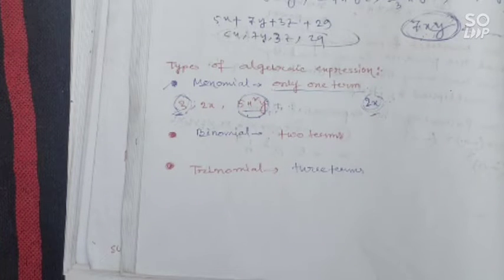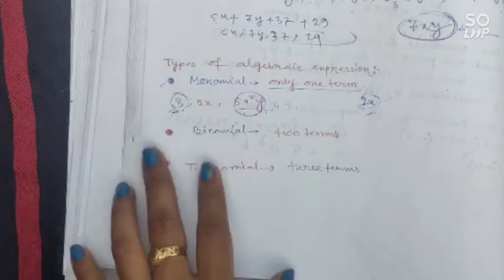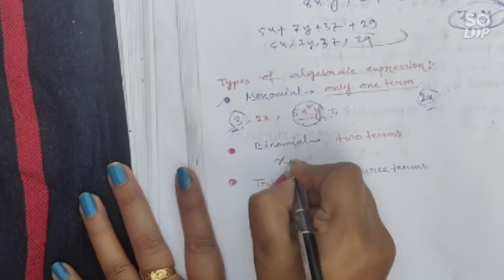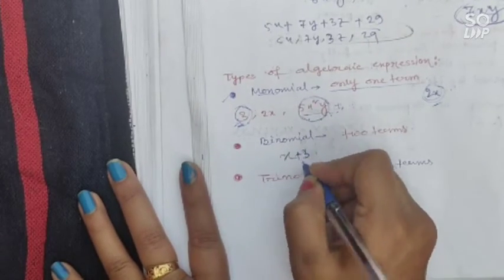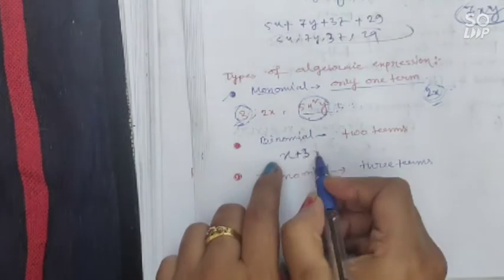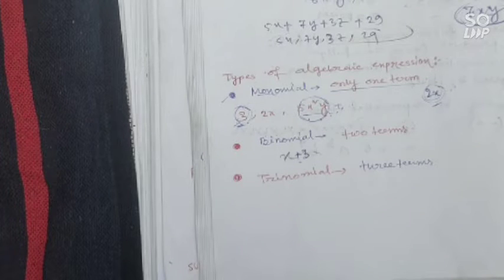Next, binomial. An algebraic expression containing two terms is called a binomial. So if the number of terms in an algebraic expression is 2, then that is called a binomial. You can look here, x plus 3. This is an algebraic expression, x plus 3, and the number of terms is 2, x and plus 3. So you know which parts are separated by the sign plus or minus.